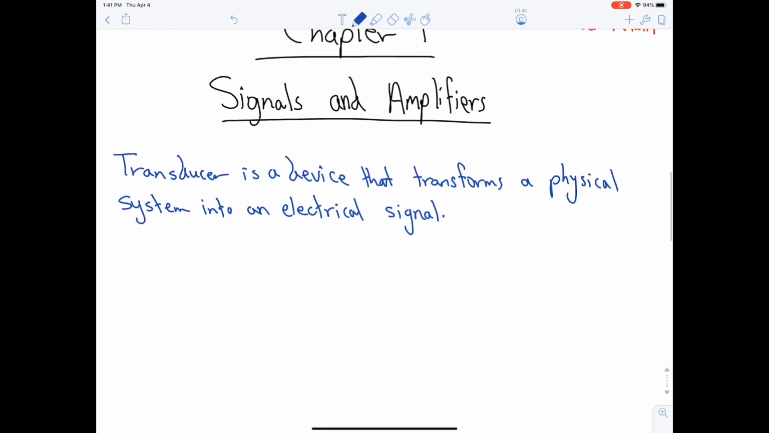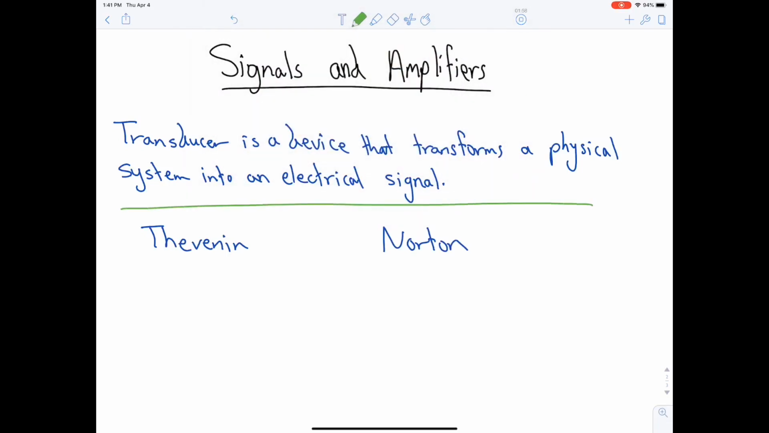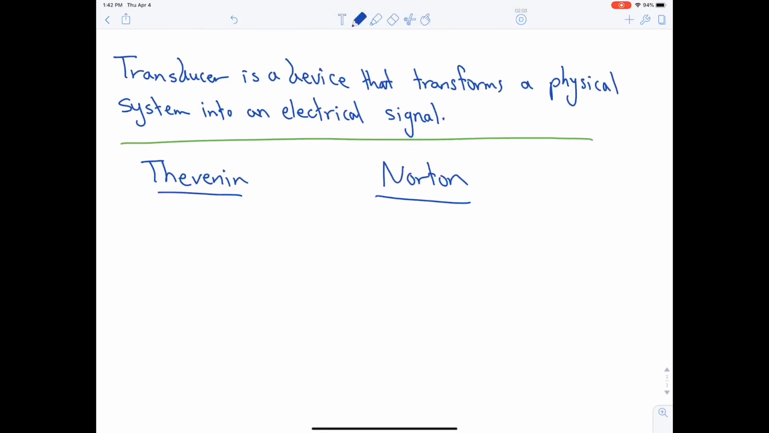Okay. Let's assume that a signal is in one of these two forms: Thevenin and Norton. Now we know what is a Thevenin. Thevenin is a voltage source in series with a resistance, whereas the Norton is a current source in parallel with a resistance.